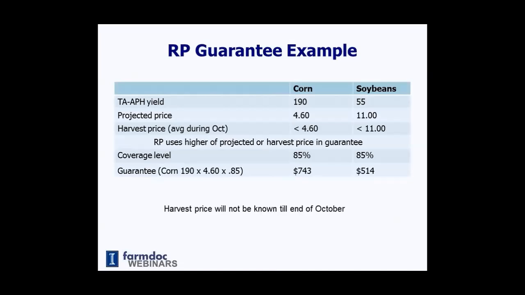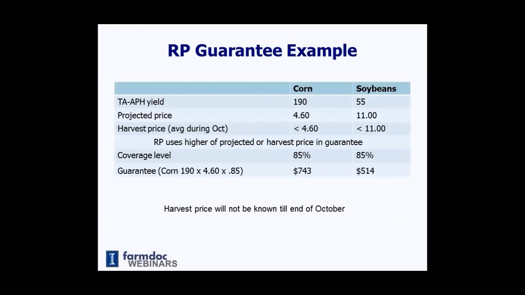Again, the reason why is because the premiums are lower, and in general, if you're thinking about risk, what you're concerned about is whole farm risk, so enterprise units get closer to providing that. RP hasn't changed at all from last year. Its guarantee is the same. You take whatever the trend adjustment APH yield is times the projected price, and the guarantee will be higher if the harvest price is above the projected price.